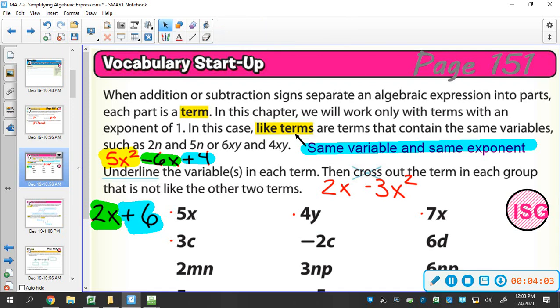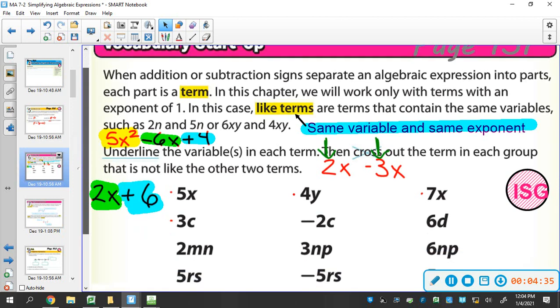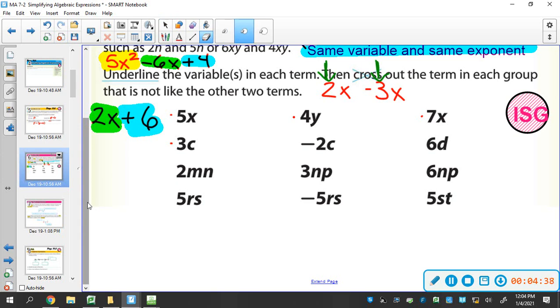If I had said 2x and negative 3x, those are like terms. They have the same variable, they have the same exponent. What doesn't matter is the number in front. Remember, this number in front of the variable is called the coefficient, and the coefficient doesn't matter. So we can add 2x plus a negative 3x because, again, it has the same variable with the same exponent. The first thing we're going to be concentrating on today is finding like terms.